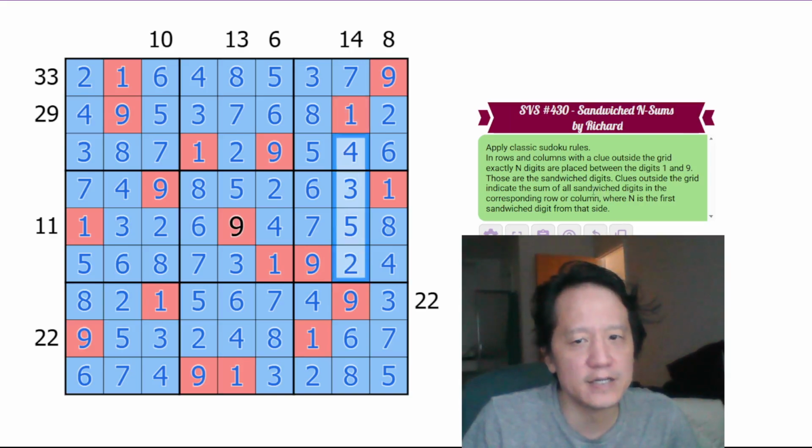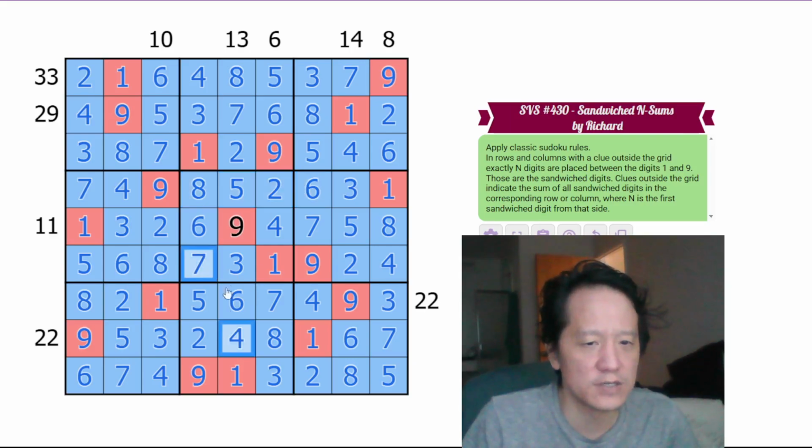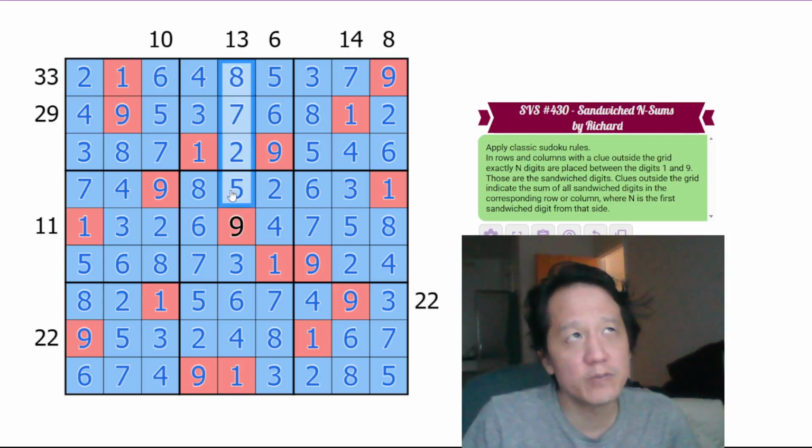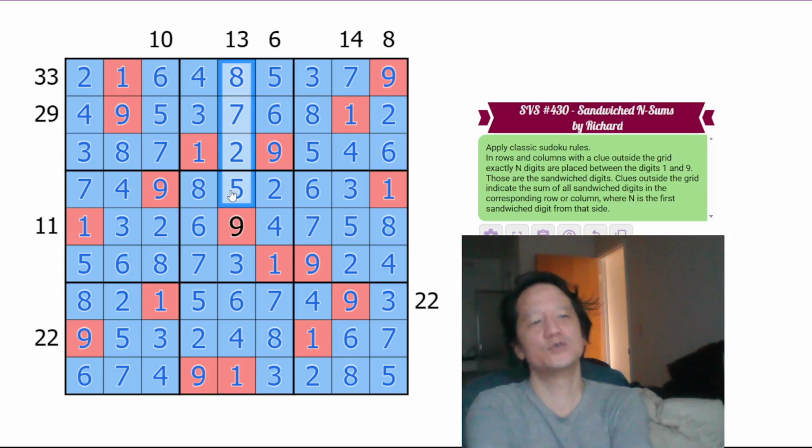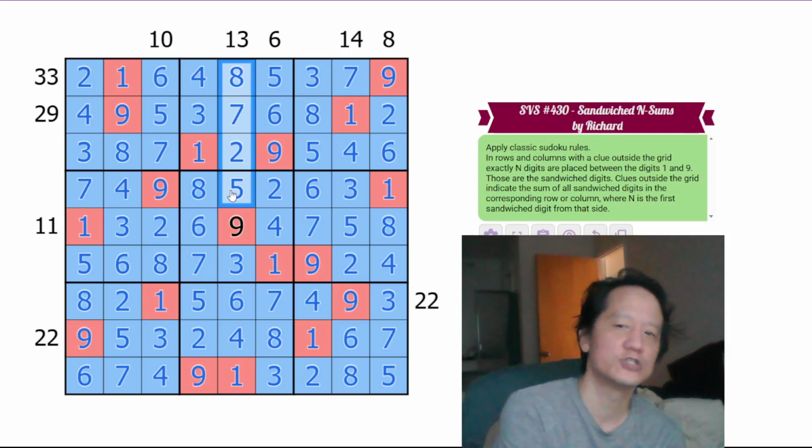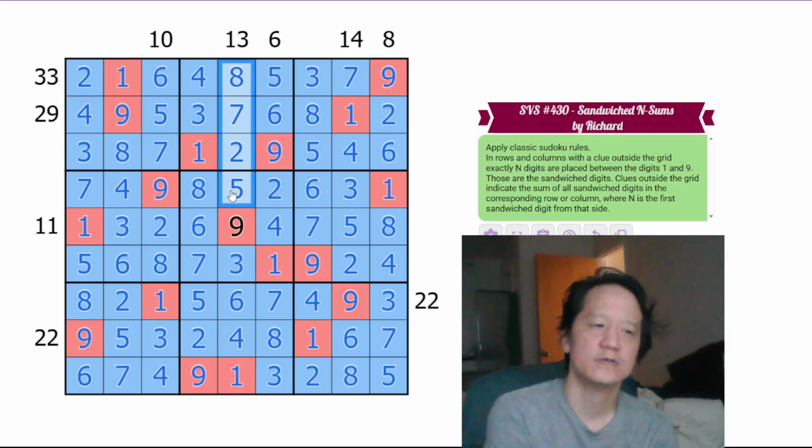Again, like I said, the N being the first sandwich digit definitely restricts things a lot. So it forces things to be pretty restrictive. There could probably actually be a lot of puzzles related to that. You don't actually probably need too many sandwiched N sums to be there.